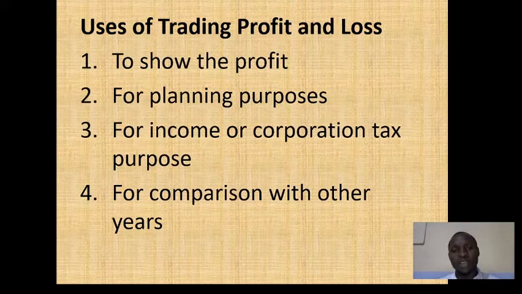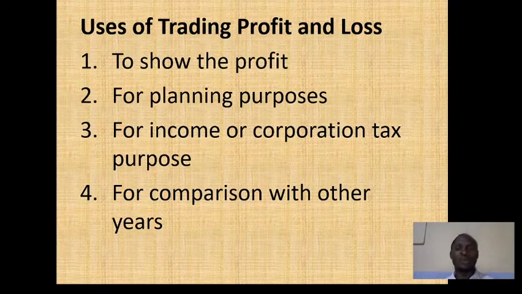Then the following year you made a profit of 200 naira, and you can see the way it is moving in arithmetic progression. Such can enable you plan for future venture, either for you to expand or to reduce your purchases.